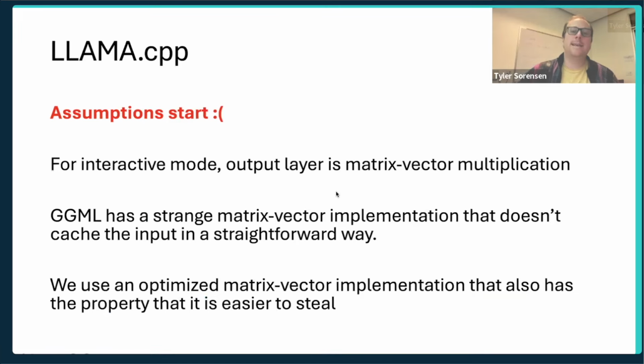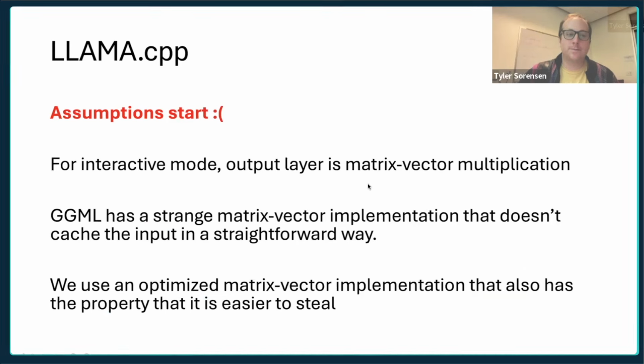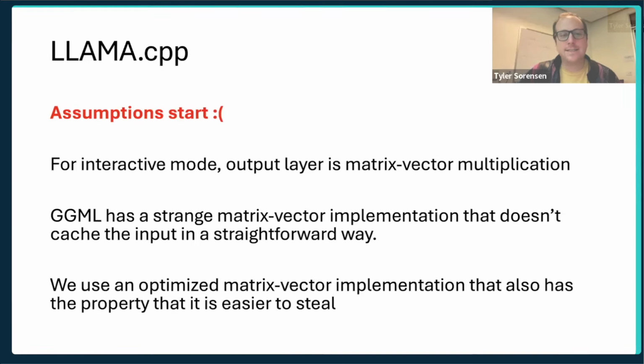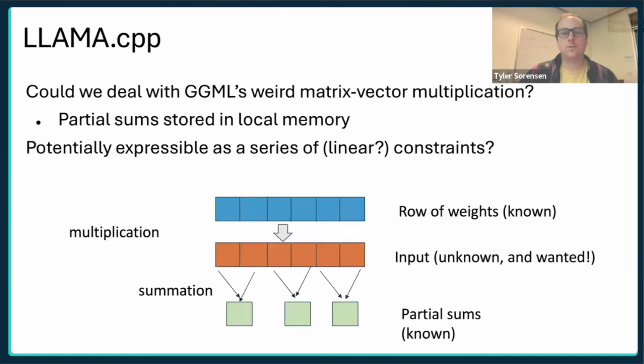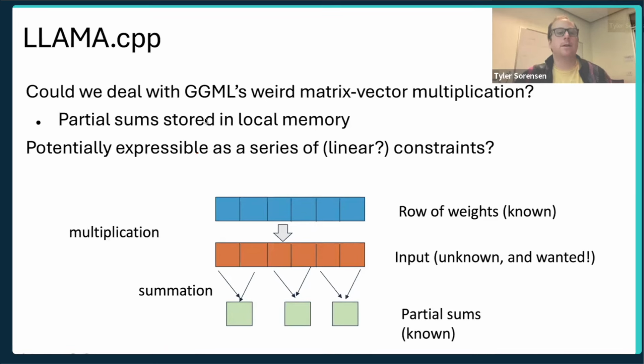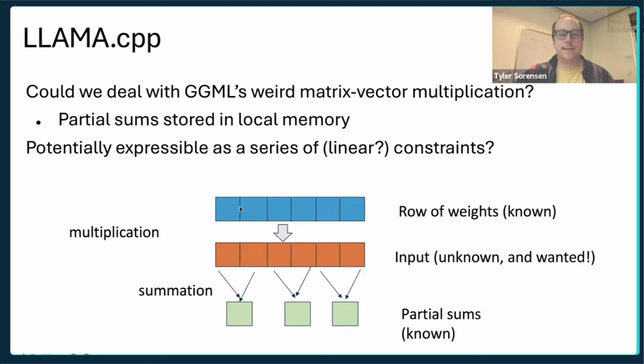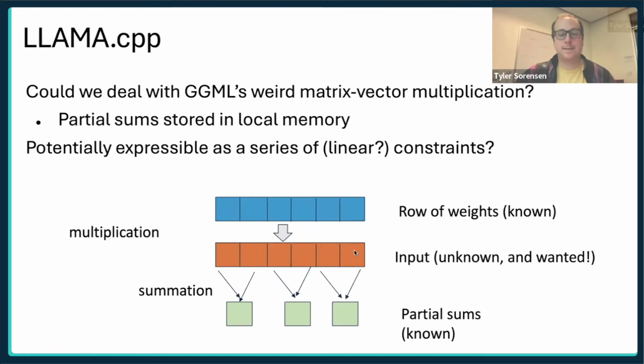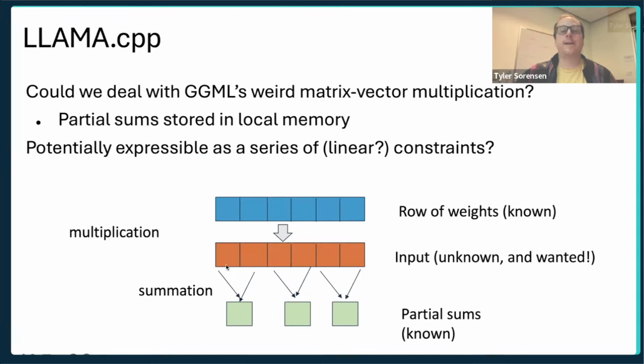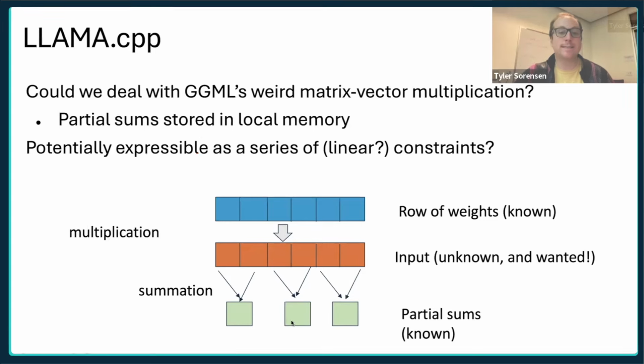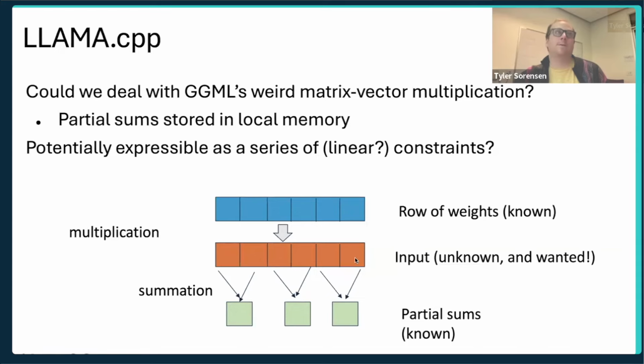For interactive mode, the output layer is a matrix vector multiplication. GGML is sort of the linear algebra library that llama.cpp uses. It has a strange matrix vector implementation. It doesn't really cache the input in a straightforward way. If you were to grab llama.cpp off the shelf, the way it does matrix multiplication is it takes a row of weights, it does the input, this is what we want to steal, and essentially it creates partial sums, and those partial sums are stored in the local memory. So we can steal these partial sums, but we can't really steal that input as straightforwardly as we would like.